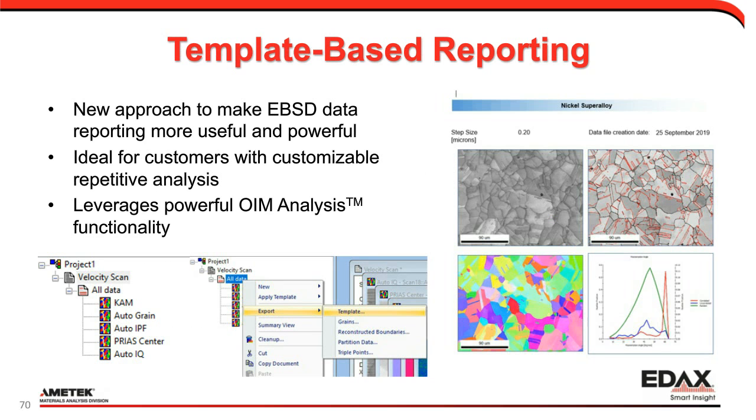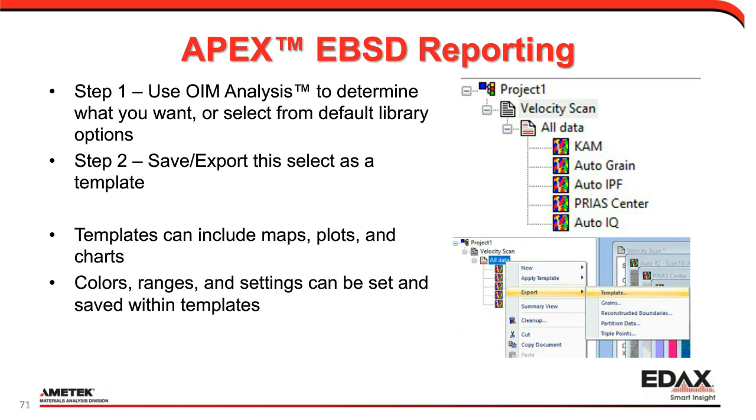So the first thing we do is take your data into OIM Analysis and determine what you want to do. In this case, I've just created a little map where I'm creating a cam map, a grain map, an IPF map, a Prius map, an image quality map. If you're a lab manager, you might tell your customer, hey, you tell me what you want, or you set up what you want, and then you save this as a template. That's just as easy as going to export as a template. You save this as a file. And within this, you can have maps, charts, plots. You can adjust the colors, the ranges, the settings, anything you want. You can really get it tuned in.